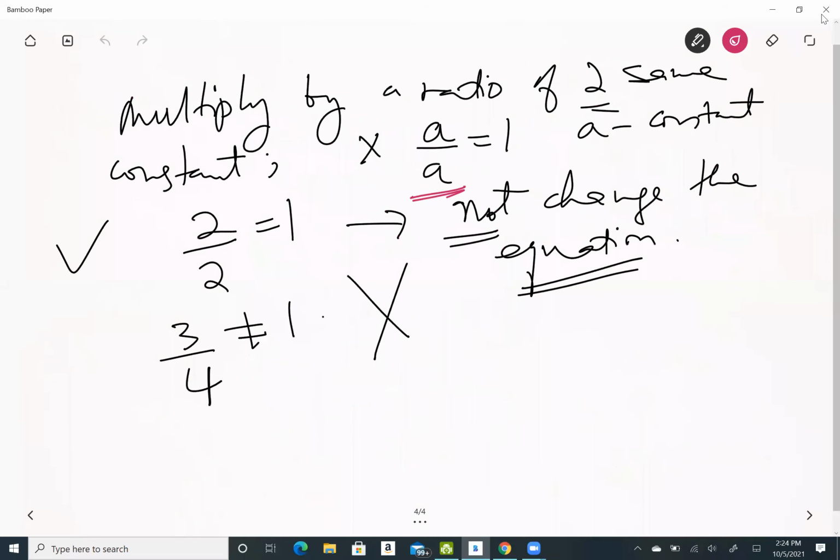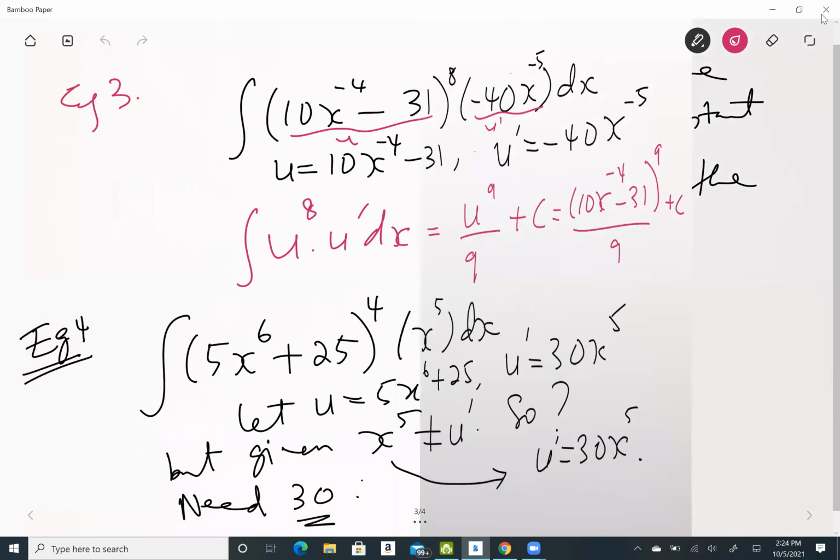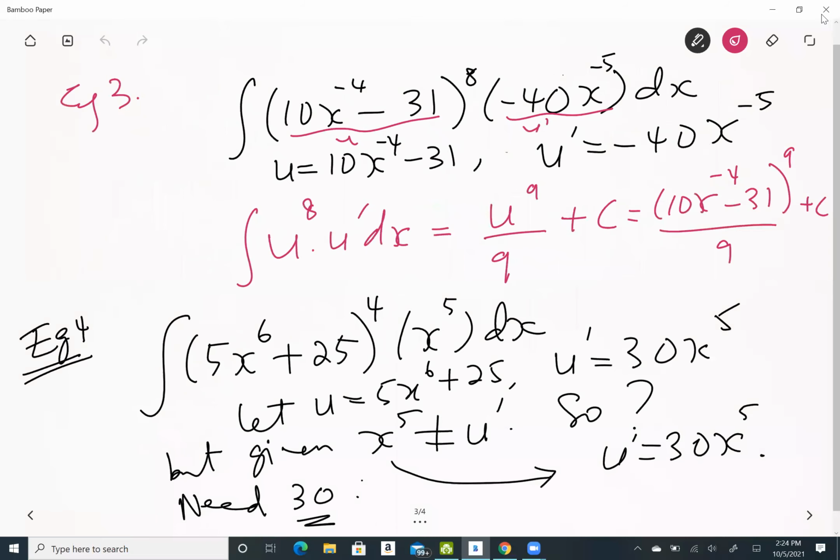Okay, so here I continue. I multiply by 30 over 30. So you start from here. You know, u prime is 30x to the power 5, but what we have is x to the power 5, which is not u prime. So what do we do?